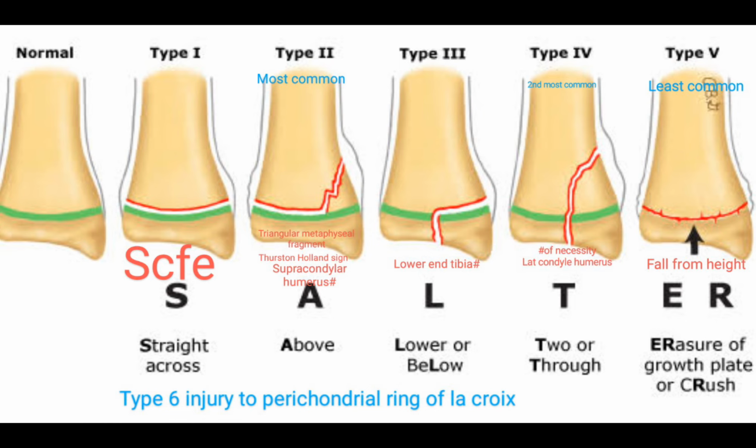Then next we have the Salter-Harris classification. In the Salter classification, we have type 1 to type 5. Okay, and the type 6 was given separately, that we will discuss at the end. So this is normal.